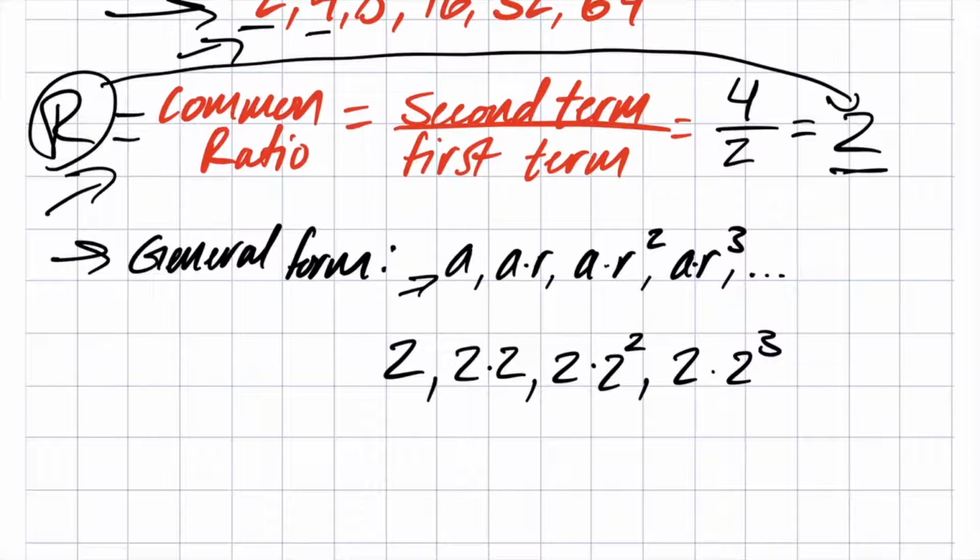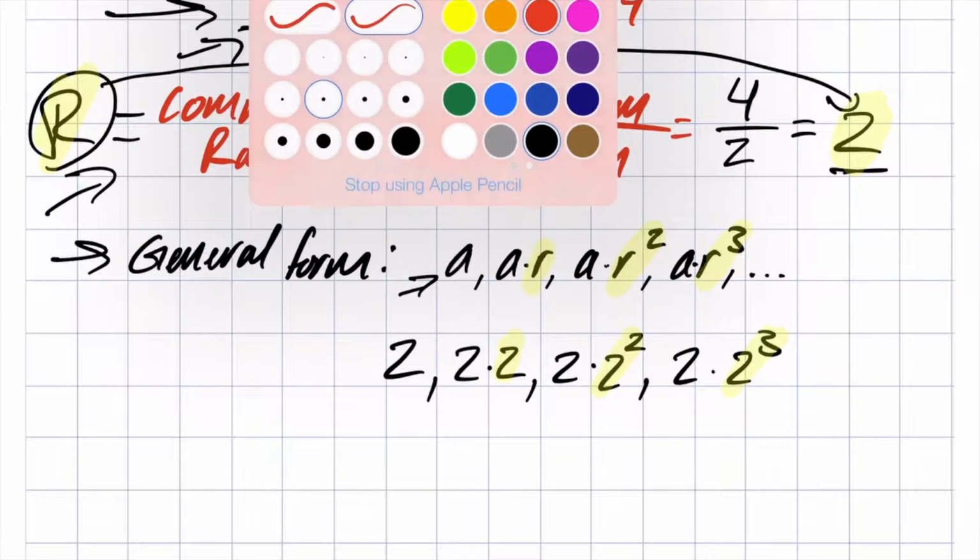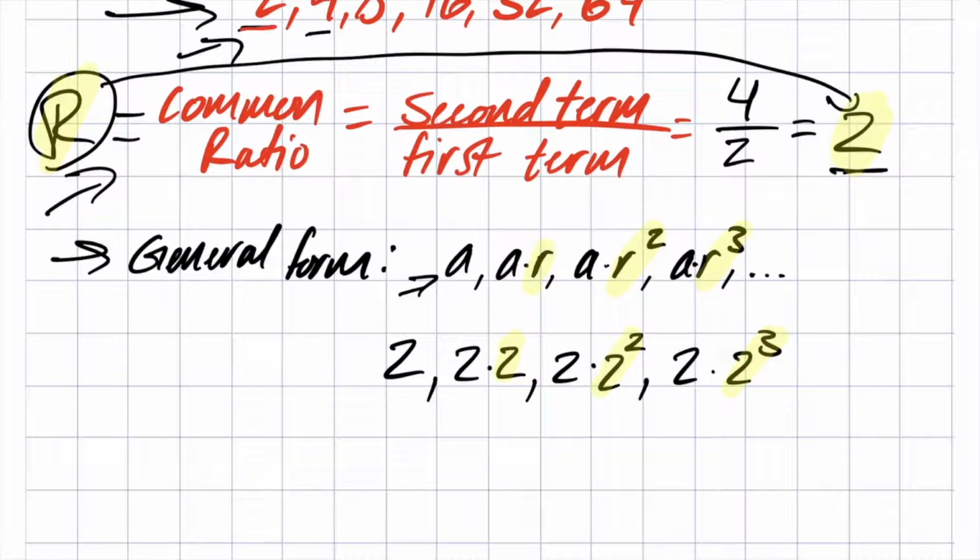Now keep in mind that R here is 2. So R is here, R is here, and R is here. Here, here, here. That's R, okay? And A is just the first term in the sequence. In this case, A is 2. A is the first term. There's A right here. There's A.